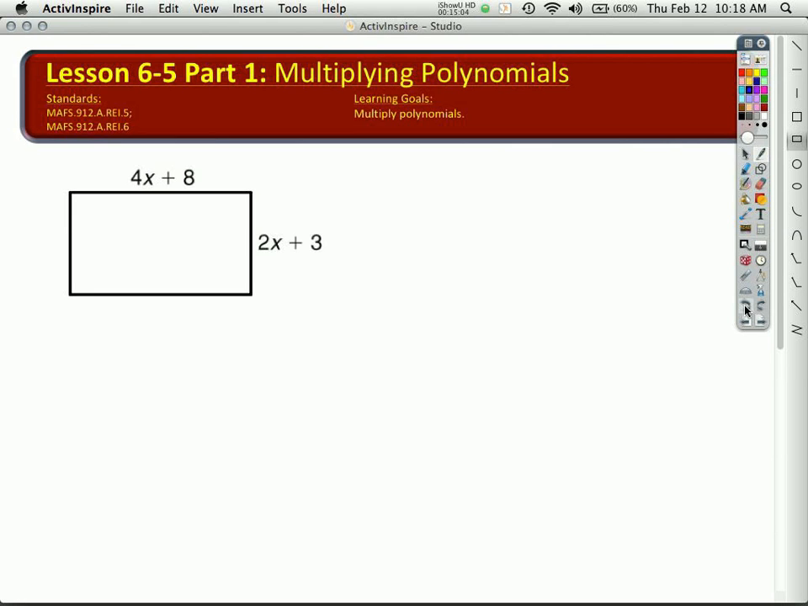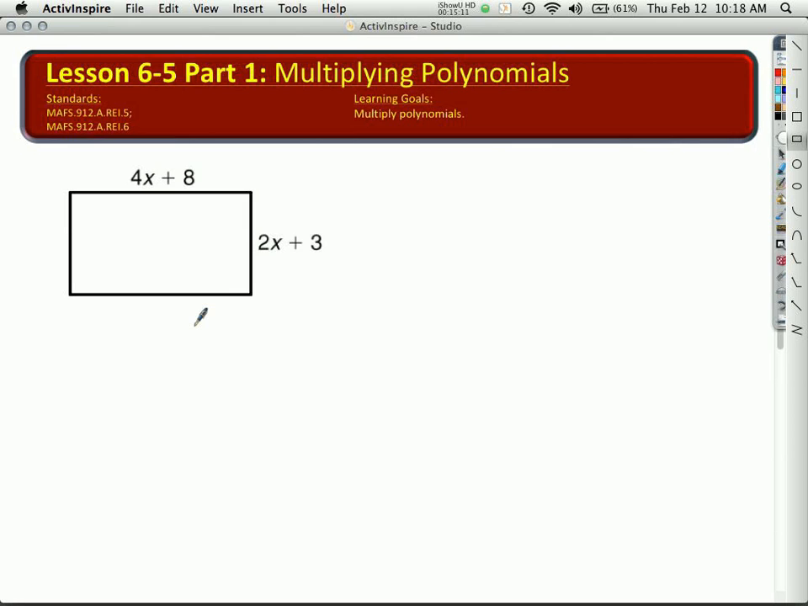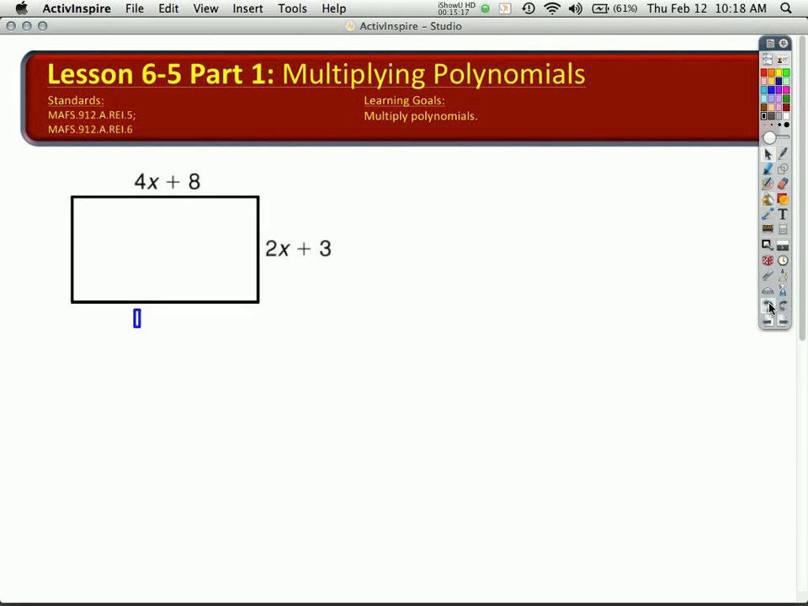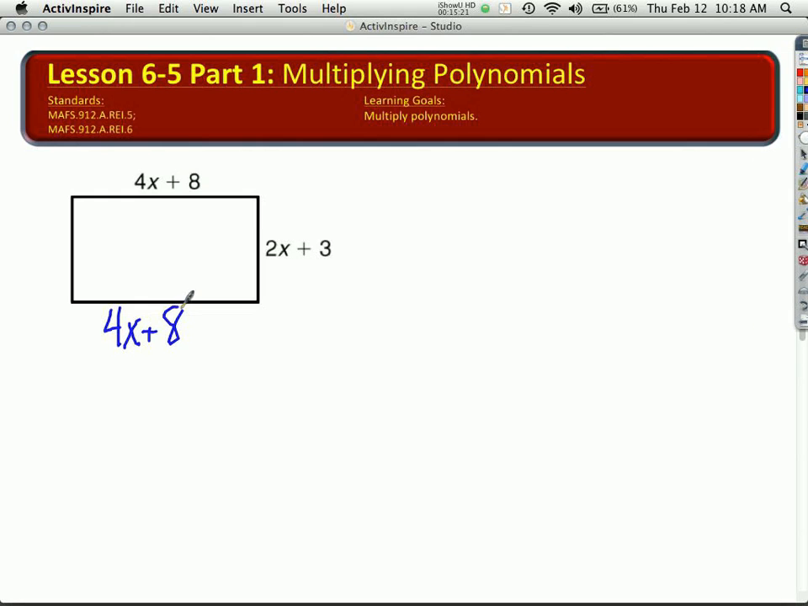Angela? Add up all the sides. Well, I don't see this side down here, so what's this side down here? Are you sure? Yeah, it's 4x plus 8, of course. This is 4x plus 8 because this is a rectangle. What about the left side? I don't see the left side there. Natalie? 2x plus 3 because it's a rectangle and the opposite sides are going to be congruent.